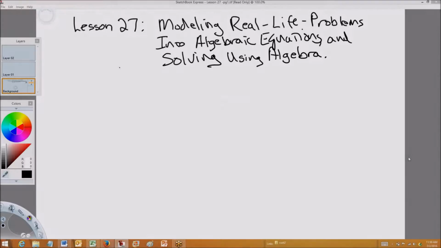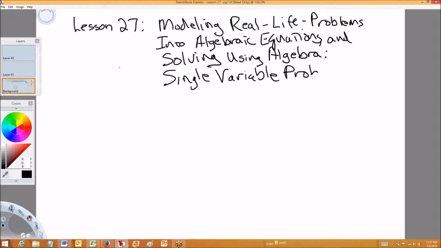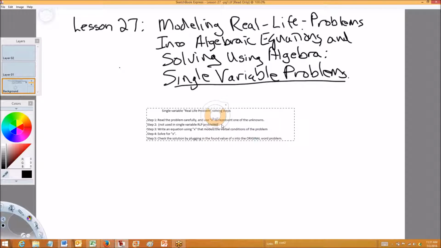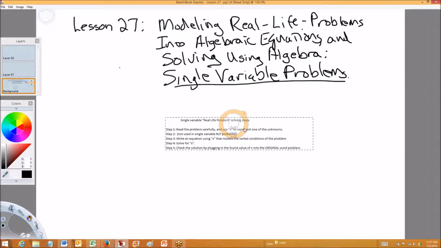Okay, this is lesson 27, and it's modeling what I call real-life problems by developing algebraic equations and then solving those equations using algebra. This lesson 27, though, is for single variable problems. I will get into multiple variable problems on a later lesson. Okay, and I'm going to use the 5 steps that are detailed in the textbook. And here are the 5 steps.